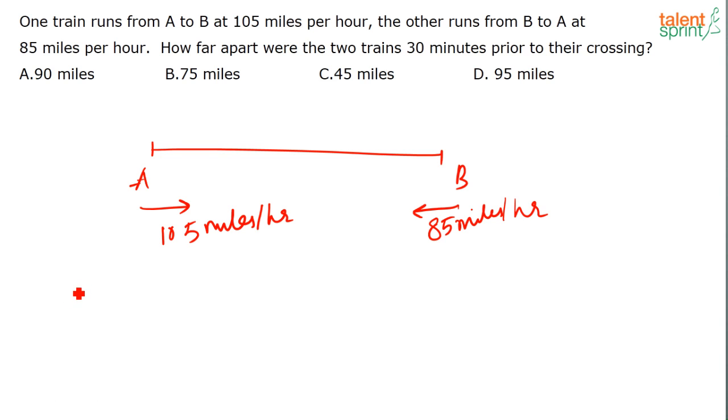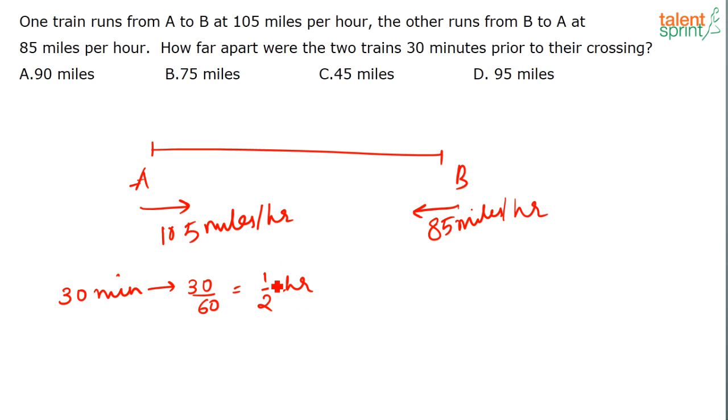Now, what is 30 minutes? See, 30 minutes is nothing but in terms of hours, correct? Here everything is in terms of miles and hours. So, we have to convert everything to the same unit. So, I can say 30 minutes is equal to 30 divided by 60, or that is equal to half an hour, correct?